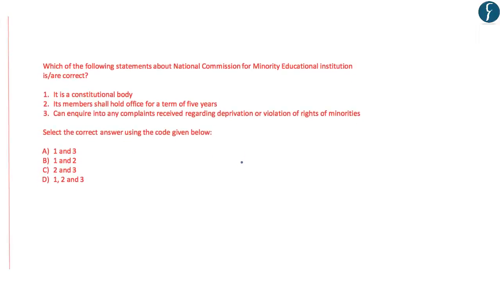Now, with respect to the second question, which of the following statements about National Commission for Minority Educational Institution are correct? It is a constitutional body. Its members shall hold office for a term of 5 years. Can inquire into any complaints received regarding deprivation or violation of rights of minorities. To answer this particular question, we must know about National Commission for Minority Educational Institution. Let us understand certain key features about this commission.